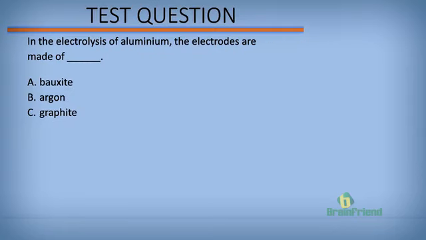All right, we'll just take a question to help us remember what we learned in this lesson. In the electrolysis of aluminium, the electrodes are made of dash. A, bauxite. B, argon. C, graphite. Well, the answer to this question is C. During the course of our lesson, we said that the electrodes are made of graphite. The electrodes present in the electrolysis of aluminium are made of graphite.